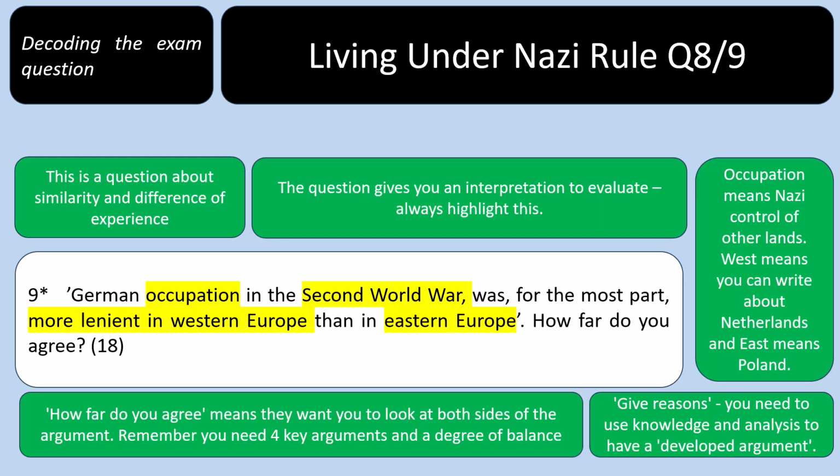Okay, so this is a question about similarity and difference of experience. The question gives you an interpretation to evaluate, which is that German occupation in the Second World War was more lenient in Western Europe than in Eastern Europe. Occupation is the Nazi control of other lands.